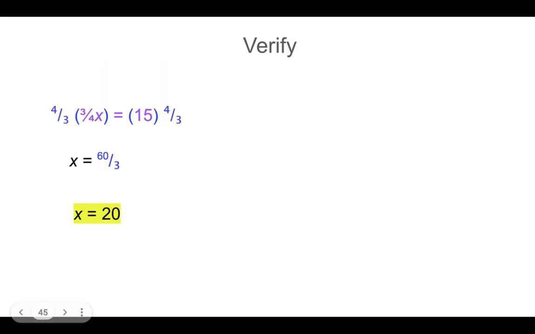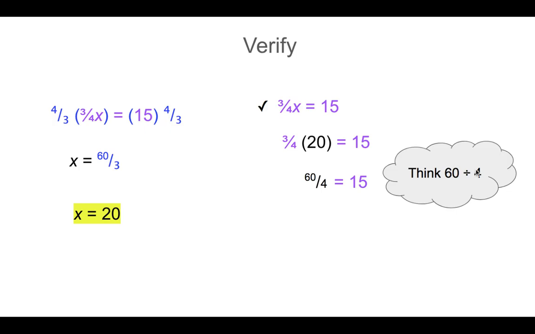Let's verify this to see that it works. And when we verify it, we write the original equation, 3/4 x equals 15. I'm going to replace again my x with 20. I believe 20 is the solution to the equation. And when I do this, I would say 3 multiplied by 20 is 60, divided by 4. And again, I want you to think of 60 divided by 4, and 60 divided by 4 is indeed 15. So it checks out. So it has been verified.